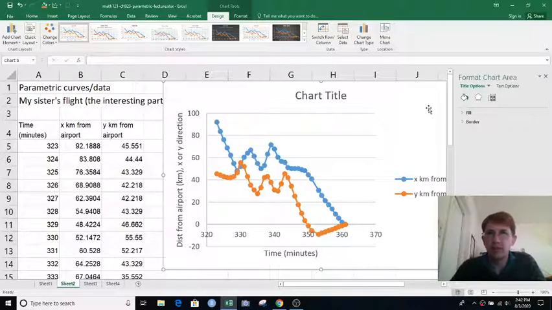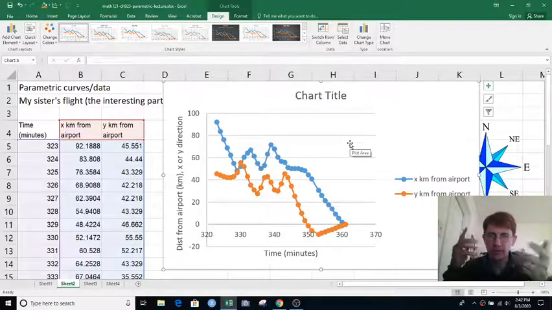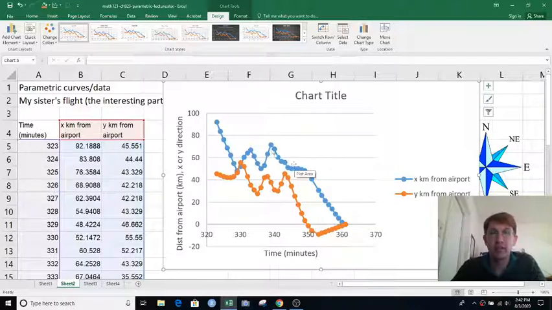Does this give you an idea of where her plane was and why she said it did some kind of crazy circles in the sky? I'm not seeing any circles going on here. So maybe this isn't the best representation of what was going on. What would be a better way to graph it?